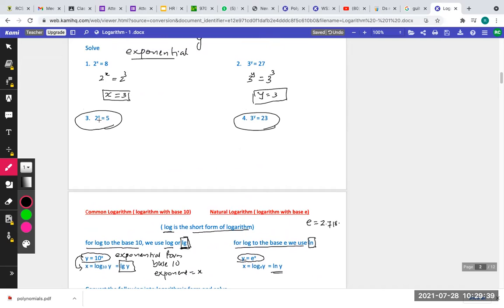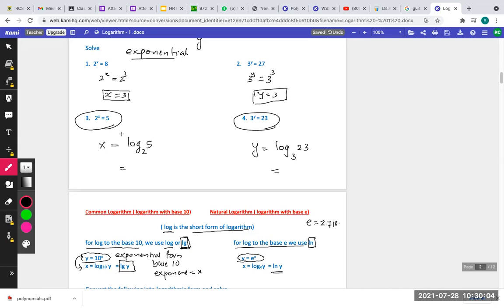So now I think you would be able to get an answer for these two questions, right? Because 2 to the power x equal to 5, meaning I could say that x equals log 5 to the base 2, and use the calculator, you get the answer. Here y equals log 23 to the base 3, and use the calculator, you get the value of y. So I think now you understand where to apply the logarithm.